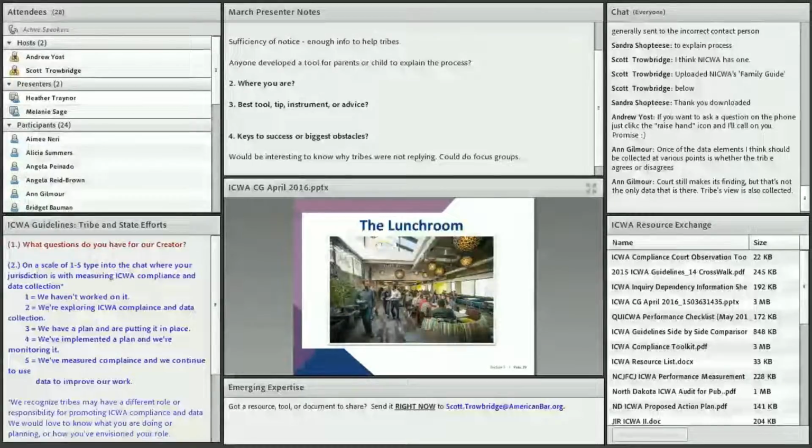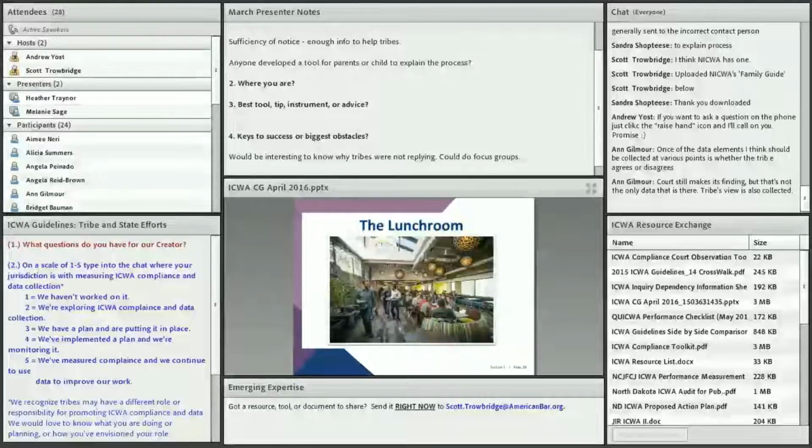Like, does the tribe agree that active efforts have been made? Even if the court is making its finding, yes, active efforts have been made, if the tribe doesn't agree, and you can see that tribes don't agree with those findings, you can identify a problem. So it's not just the court and the county, their conclusion about what they've done, that is showing up there.